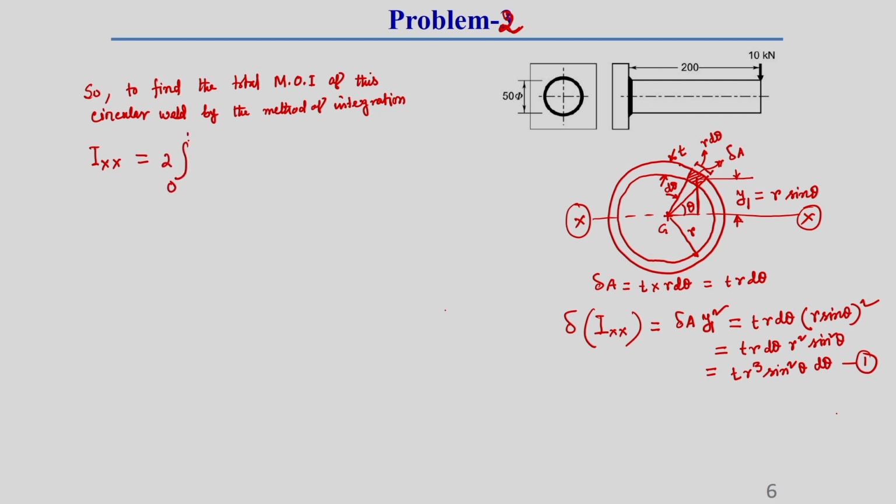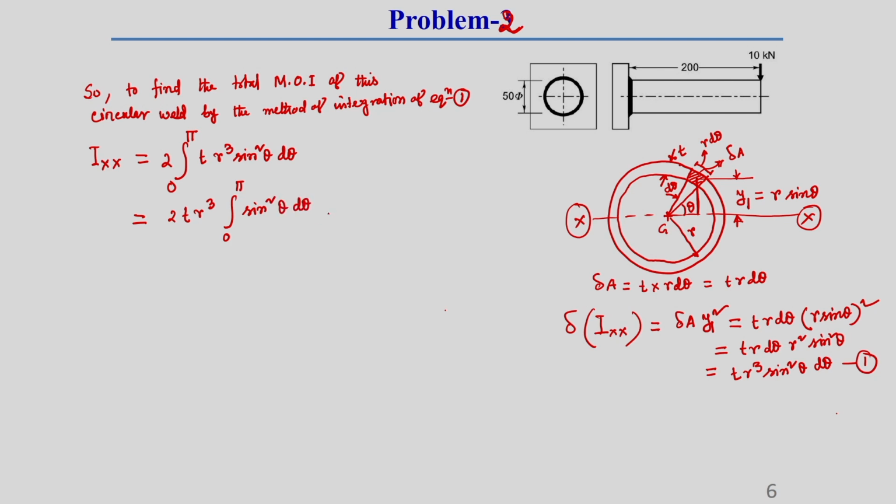2 into integration of 0 to pi t r cube sin square theta d theta. By the method of integration of equation number 1, the limit is 2 into integration of 0 to pi. Here I am just taking out the 2 t r cube. So, this will be 0 to pi sin square theta d theta.